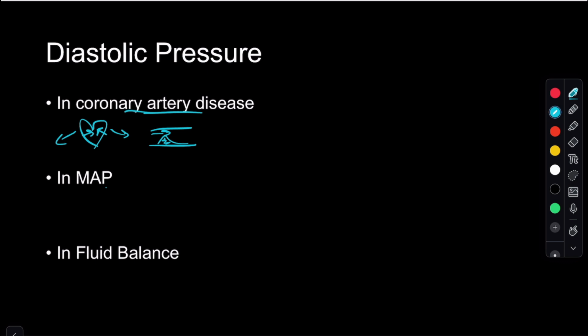Diastolic pressure is the most important for MAP compared to systolic pressure because it composes 2/3 of your mean arterial pressure, where systolic pressure only composes 1/3. And then it can be a little bit more of a specific indicator for fluid balance. So low diastolic pressure could mean that you're hypovolemic. A higher diastolic pressure could mean that you're hypervolemic.